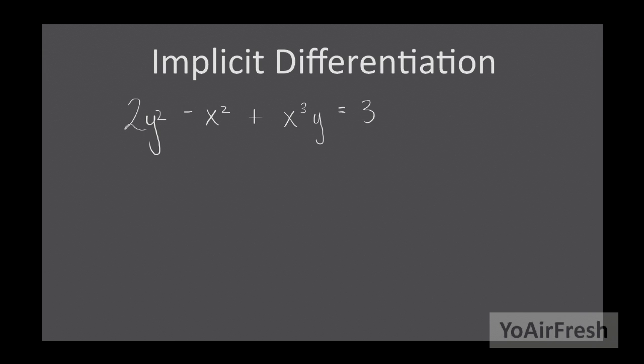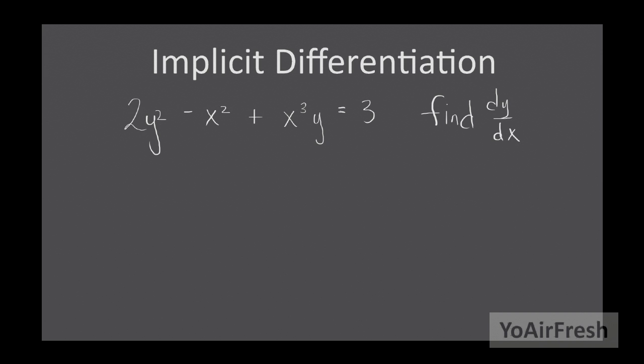Let's practice some more implicit differentiation. It's another sample problem I came across that looked pretty good. We've got 2y squared minus x squared plus x cubed y equals 3, and you are asked to find dy dx.